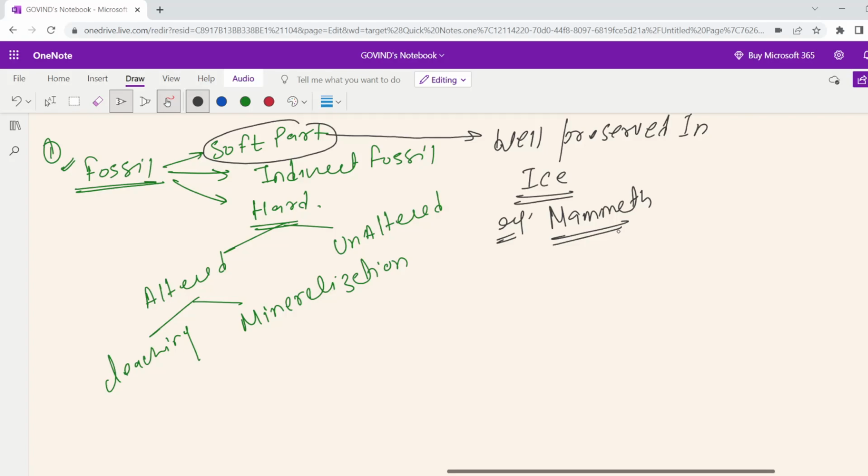So it is important. Soft parts are only preserved in natural refrigeration. This is important. If someone wants to preserve the soft part, then it can be preserved only in what we call natural refrigeration.